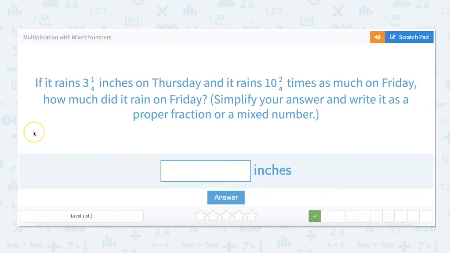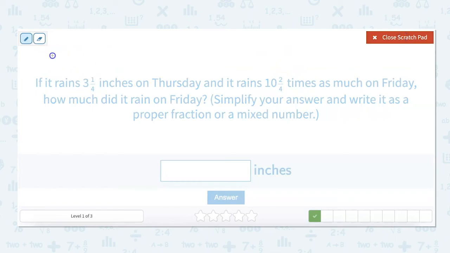All right, if it rains 3 1/4 inches on Thursday, and it rains 10 2/4 times as much on Friday, how much did it rain on Friday? Simplify your answer and write it as a proper fraction.